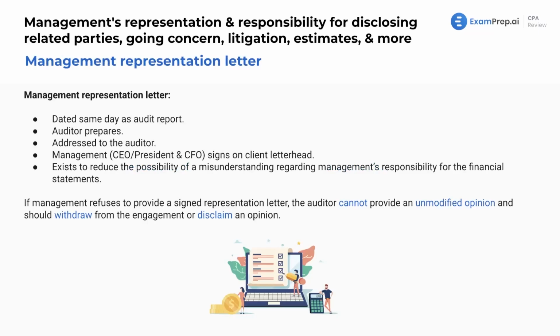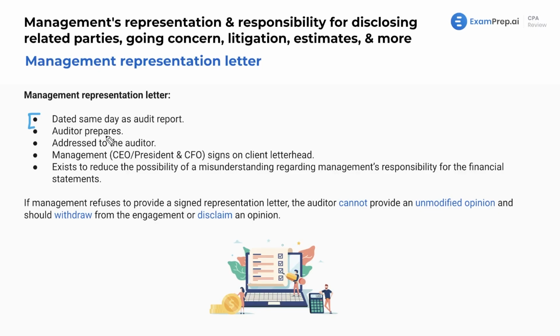What does this management representation letter look like? Well, let's dive in. It should be dated the same day as the audit report. That should line up, which is pretty important because, as we said prior, we need to see that what we are reporting on, what we're giving the opinion on, is fully represented and taken responsibility of by management.